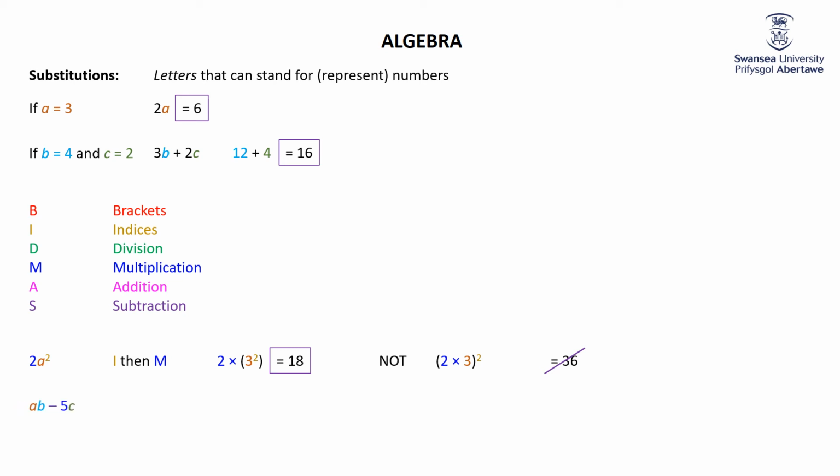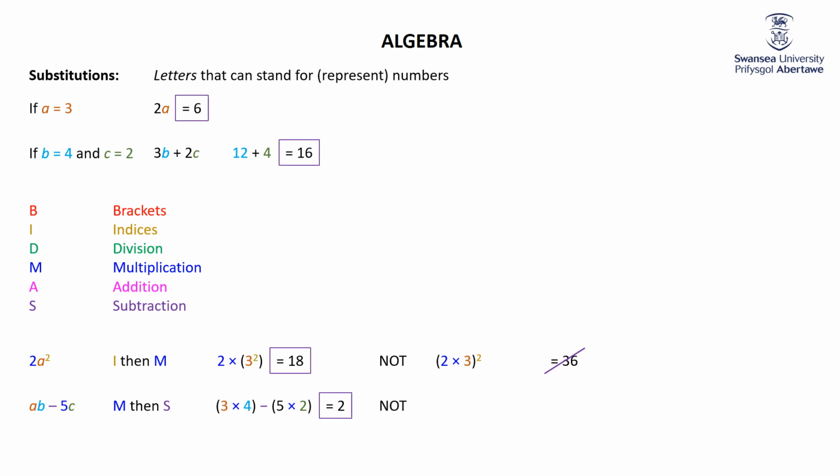Another one, ab minus 5c. So we've got a multiplication, we have a subtraction, we have a multiplication. Well, multiplication beats subtraction. So what we're going to do is do both those multiplications first, and then we'll do the subtraction. a times b is 3 times 4. Then there's that minus, and then we've got 5 times 2 because c was 2. And notice I've put those in brackets to indicate we're going to do the 3 times 4, we're going to do the 5 times 2, and then we'll subtract them.